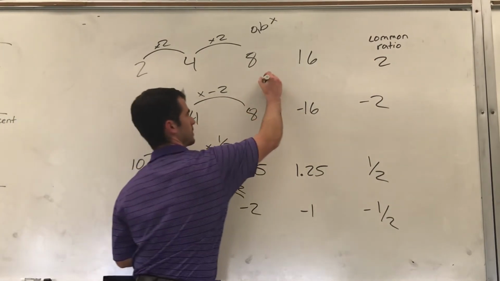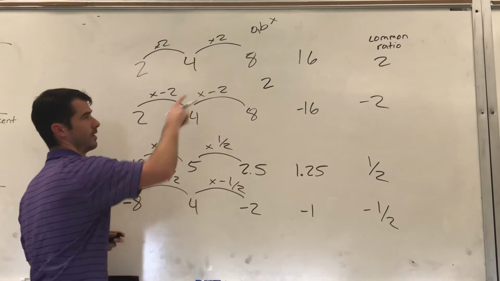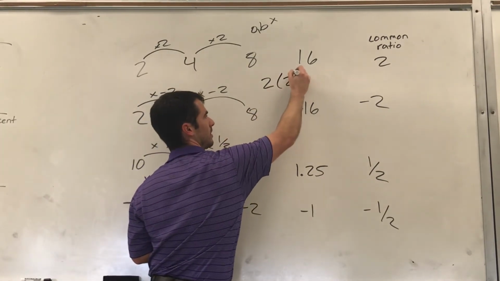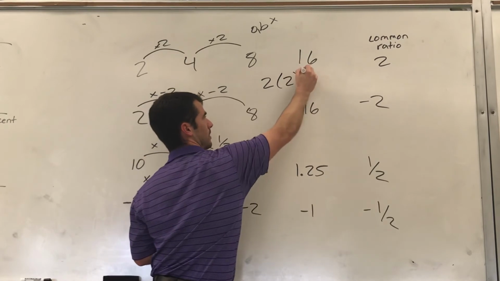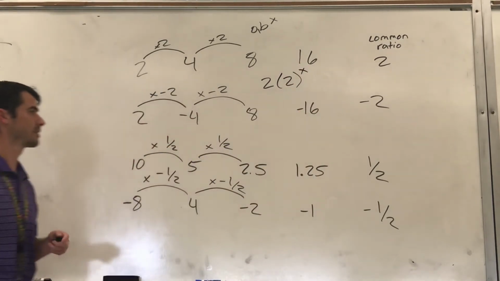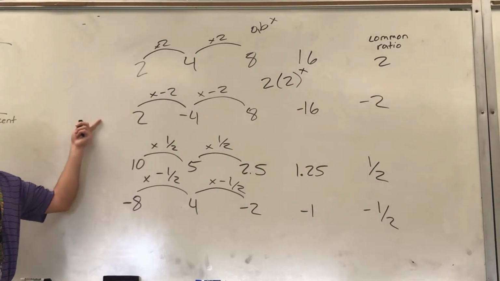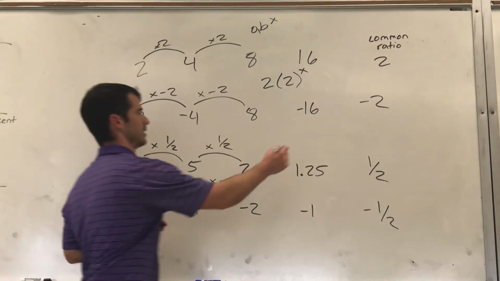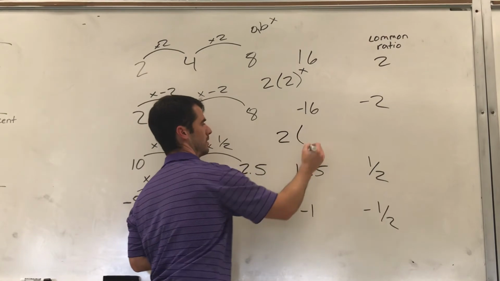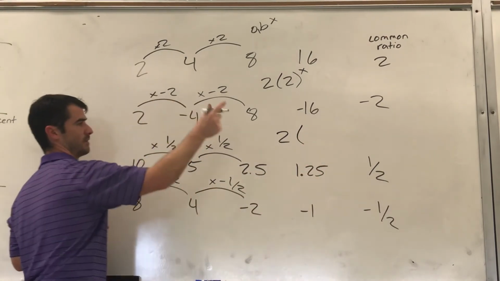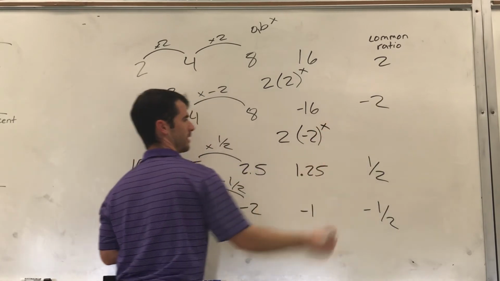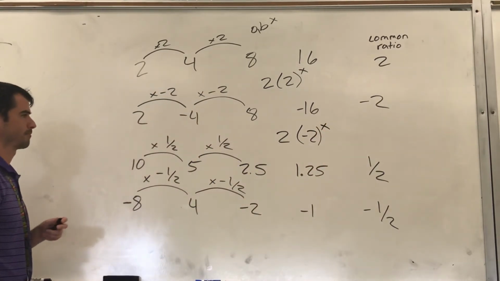So our first one is 2, so that's our a value. Our common ratio was also 2, put it in parentheses, and raise it to the x. Our initial value here is also 2, so we've got 2, with a common ratio of negative 2, and again, we finish with our exponent of x.